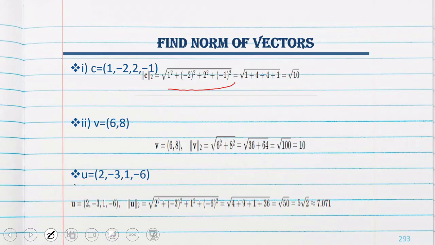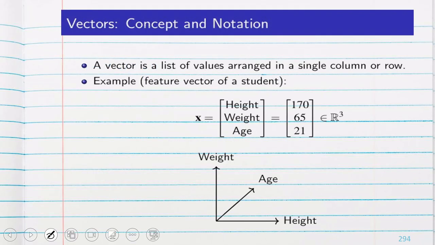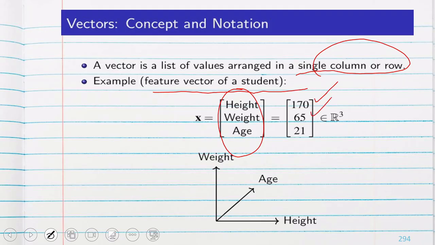Okay, try these examples. Vector is a list of values arranged in a single row or column. So, the feature vector of a student is represented like this: height, weight, age. This is the height of the student, weight of the student, and age of the student. So, there are three quantities, so it is a representation of three-dimensional real space. Okay, three features are there. We cannot represent it using two dimensions.